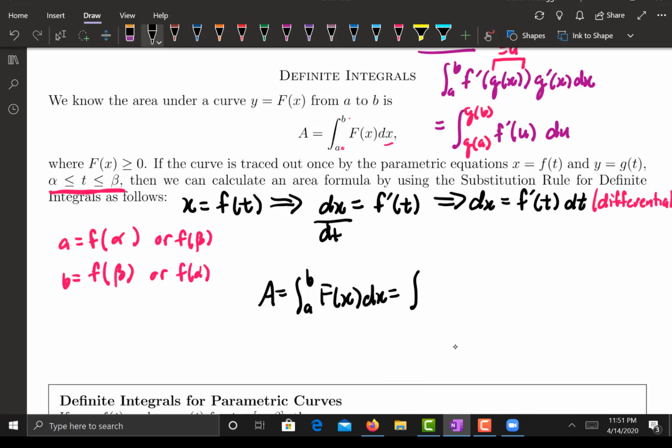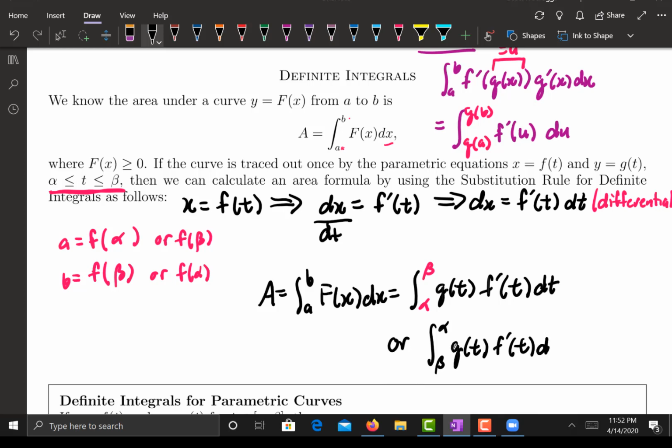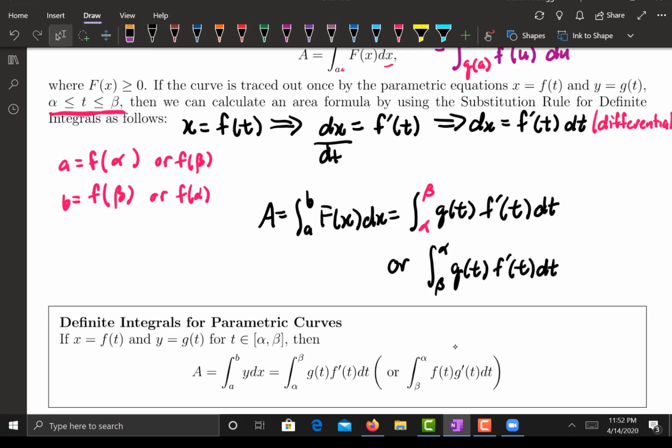It can either be the integral from alpha to beta of g of t f prime of t d of t, or the integral from beta to alpha of g of t f prime of t d of t. And that's kind of our idea from that. And that is a typo. That should be g, that should be f prime. So let's recap.